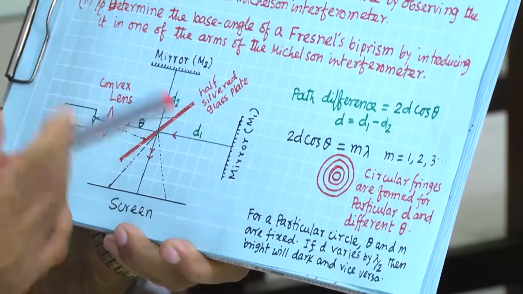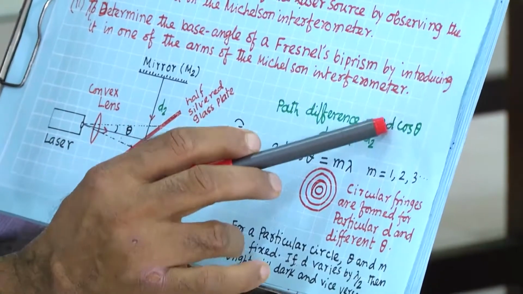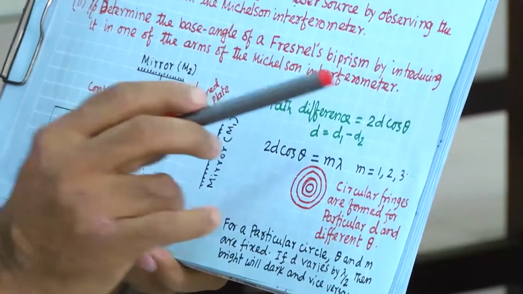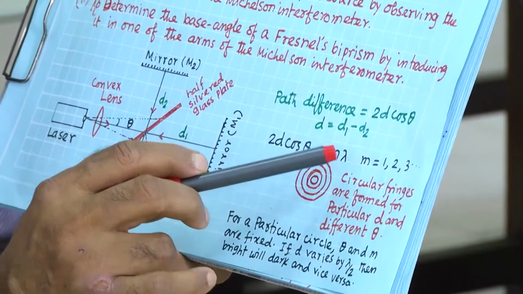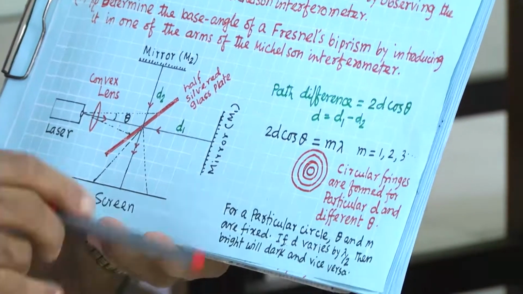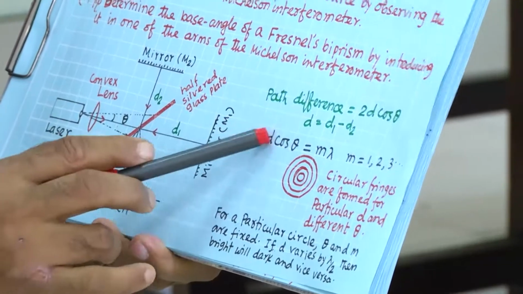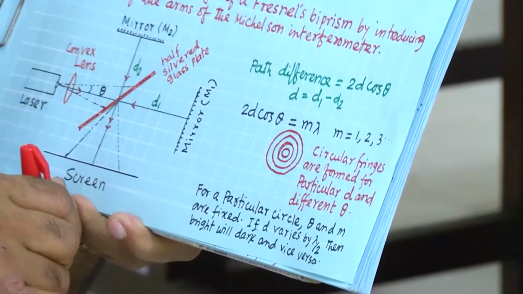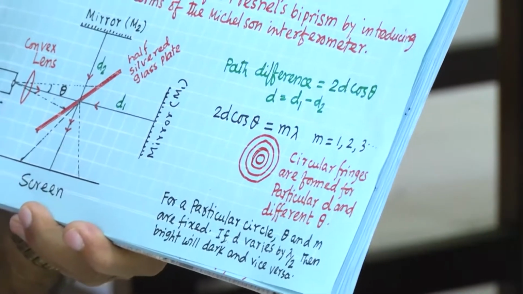So, in general the path difference is not 2D, it is 2D cos theta. So, 2D cos theta, that is the path difference. Now, 2D cos theta equal to m lambda, that is the condition for bright fringe. Okay. So, we will get this type of fringe pattern.